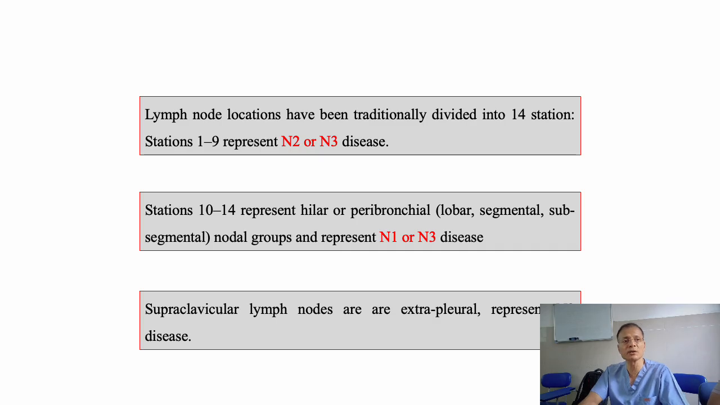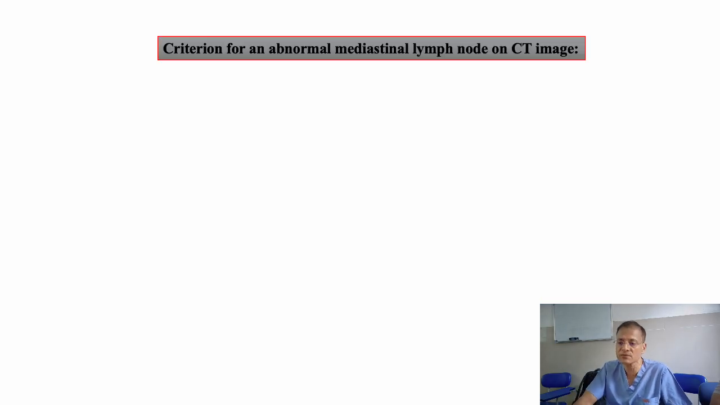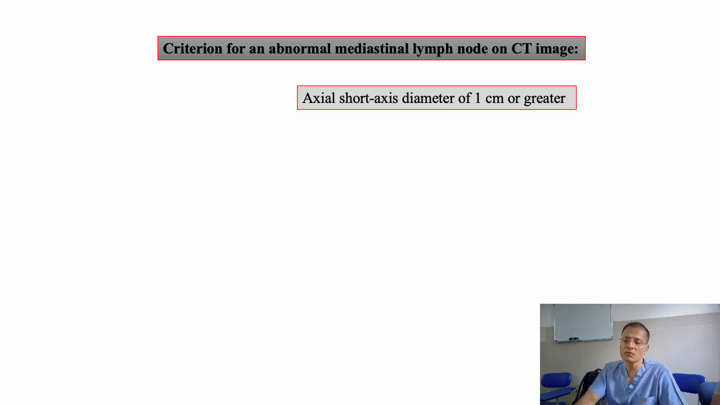Any extrapleural nodes, like those located in the internal mammary chain, as in breast cancer, or in the axilla, that are the lymph nodes, but none is known, should be considered as stage M1 disease, metastasis, stage 4 disease. So we must also remember what the criteria are for an abnormal mediastinal lymph node on CT images, because pre-operatively we have to define whether those lymph nodes are positive or not.